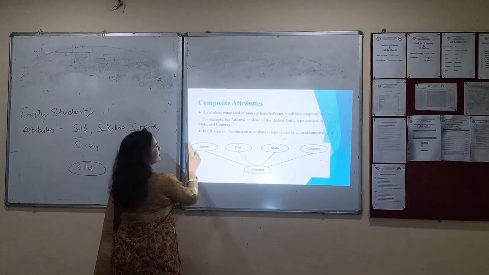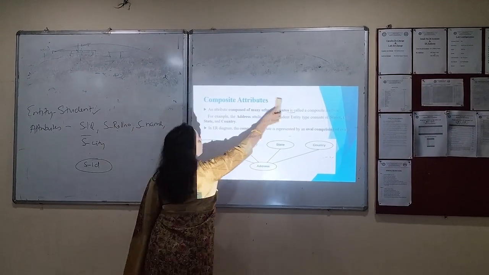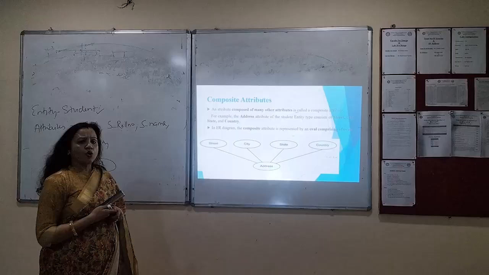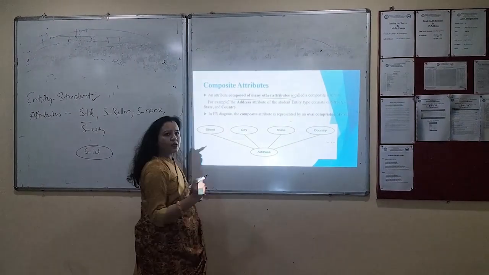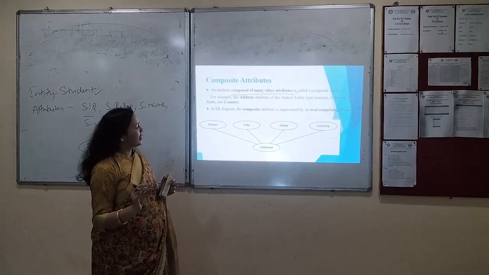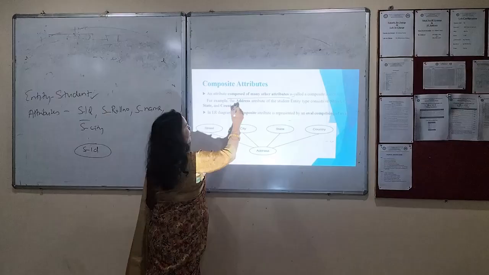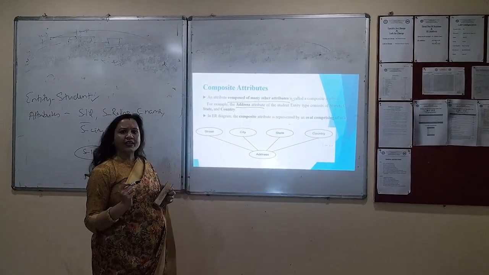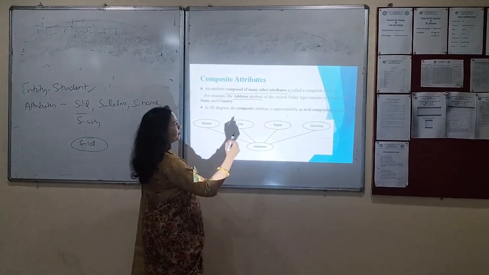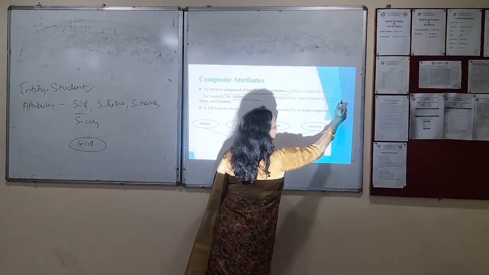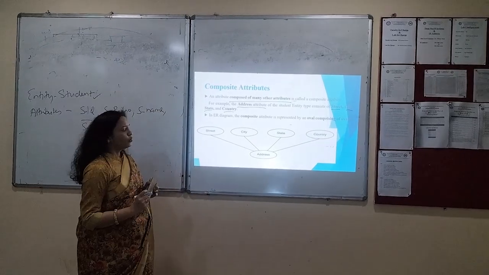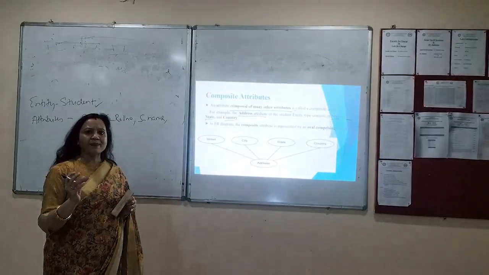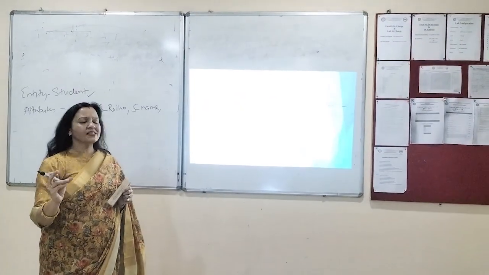So next type of attribute is the composite attribute. When an attribute consists of many attributes, this is called a composite attribute, right? For example, we have an address attribute for a student entity type. It can have values like street, city, state, and country, right? So these are making the address a composite attribute, right?